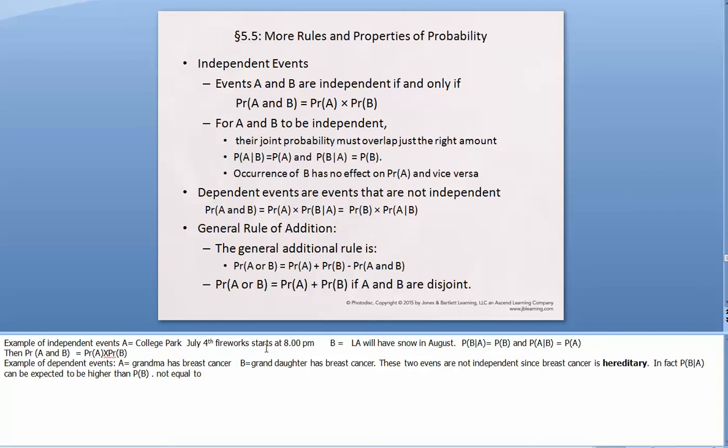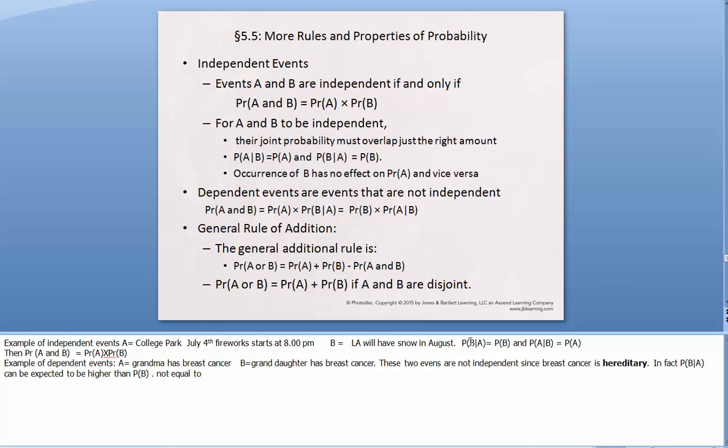whether the fireworks were going to start at 8 or 9 or any other time. The probability that LA will have snow in August is not going to change. It's the same if you swap A and B: the probability that July 4th fireworks will start at 8 will not be impacted by LA having snow in August, right?